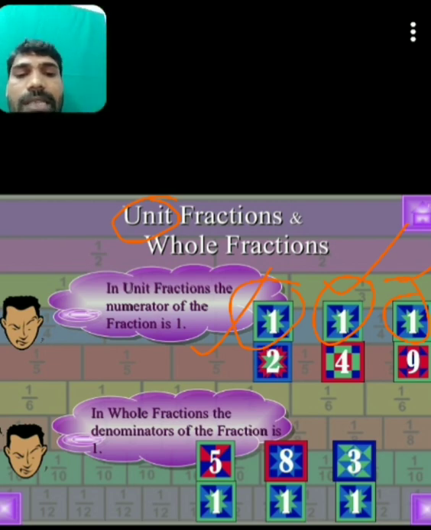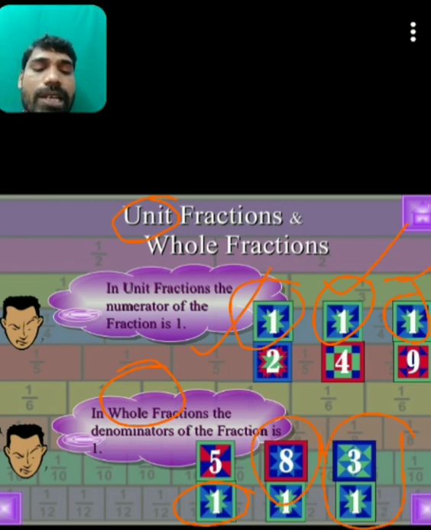Next let us see whole fractions. In whole fractions, the denominator is 1. So 5 by 1, 8 by 1 and 3 by 1. Here you observe that the denominators are 1, 1, 1. So these are called whole fractions.